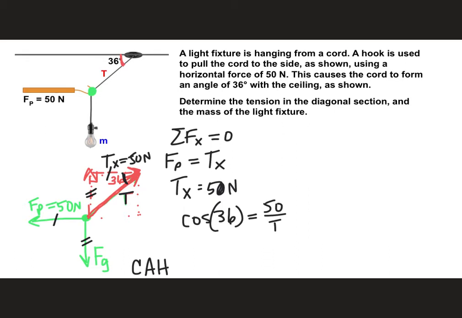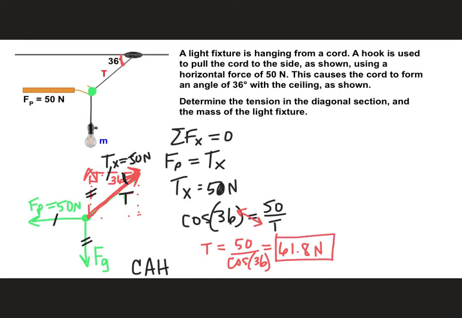And then I like to use an algebra trick to solve for that tension force. Since it's in the denominator, I'm going to switch along the diagonal, and I can say that tension would equal 50 divided by the cosine of 36. I should be getting a number that's bigger than 50. That's always a good hint. And this comes out to be 61.8. That is a tension force that I'm finding, so it would be labeled in newtons.